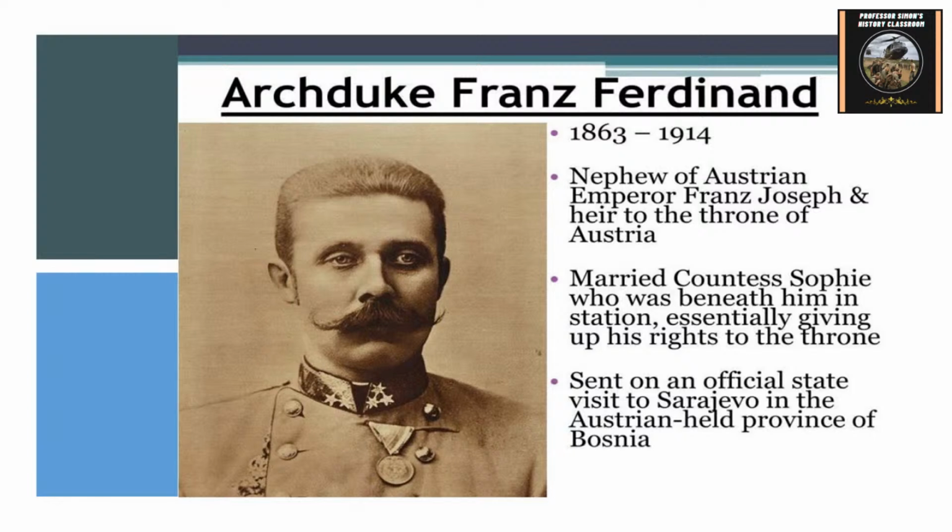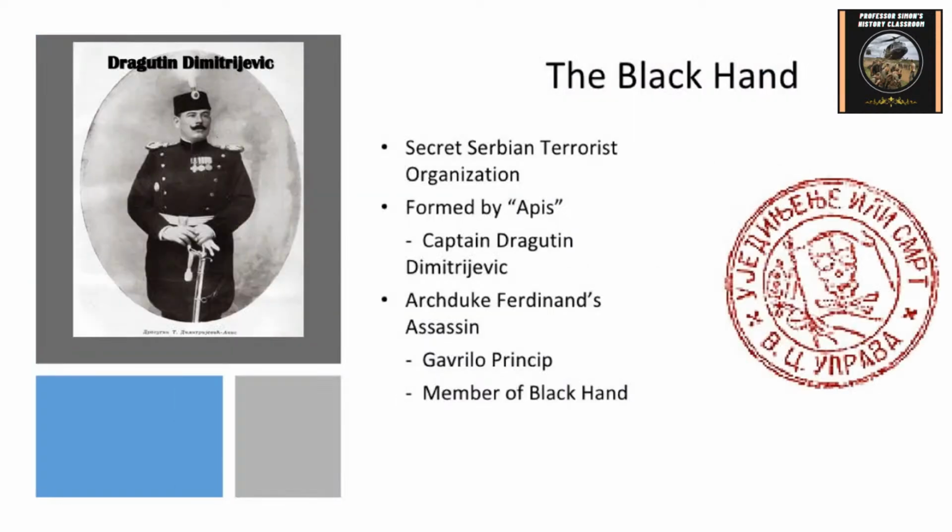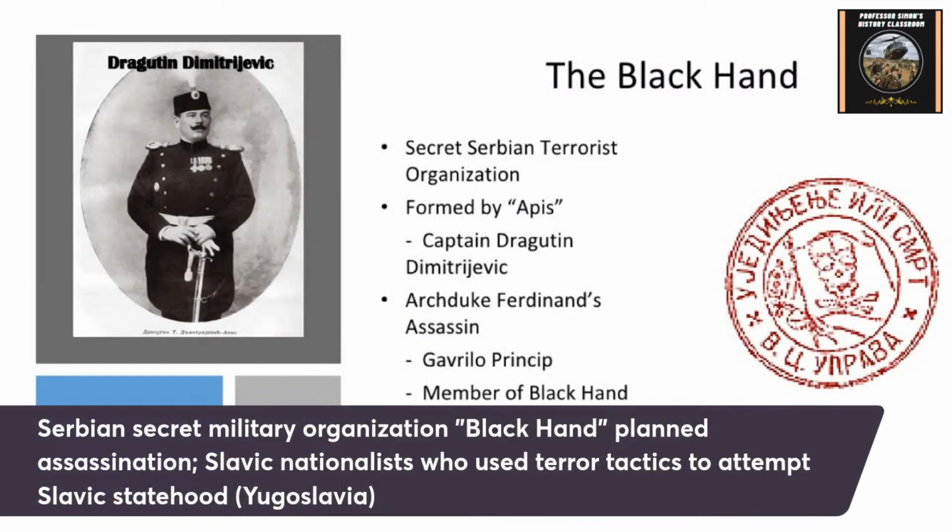But part of why he got shot was he wanted to go to Sarajevo and do this state visit there because the Austro-Hungarian Empire was doing troop exercises near Serbia. And anyway, there was this terrorist organization that was called the Black Hand. It was a secret military organization in Serbia based in Belgrade.